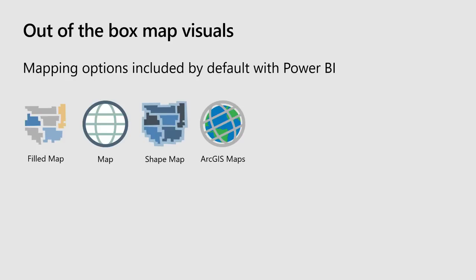So we've got 4 different visuals that we can use in Power BI for maps that come with Power BI Desktop without us having to download another visual from the marketplace. We have Filled Map, the very imaginatively named map, Shape Map, and the ArcGIS Maps from Esri.